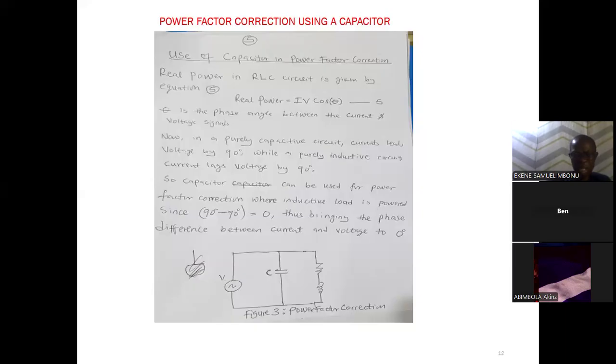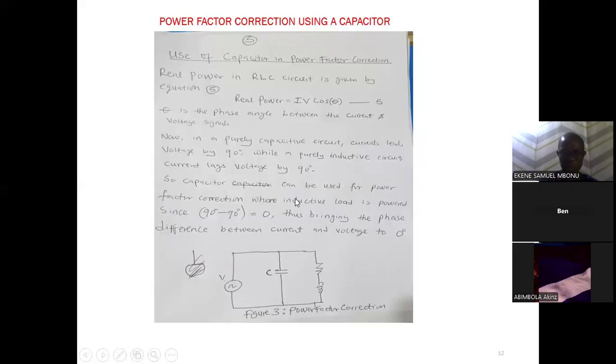In a purely capacitive circuit, current leads voltage by 90 degrees, while in a purely inductive circuit, current lags the voltage by 90 degrees. So it's a situation of plus 90 minus 90. Just look at figure 3. When capacitor and the inductor are connected in parallel through a resistor, you can see what is happening. So the capacitor can be used for power factor correction where inductive load is powered.